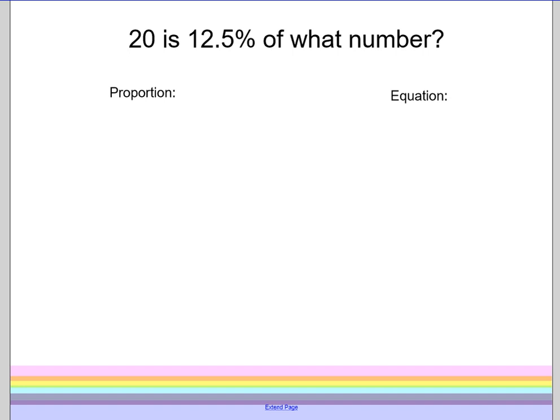So let's say we are given this question, 20 is 12.5% of what number? If I were to do this the proportion way, I'm trying to find, in this case, my whole. So I'm going to go 20 over x, and then I'm going to do 12.5 over 100.